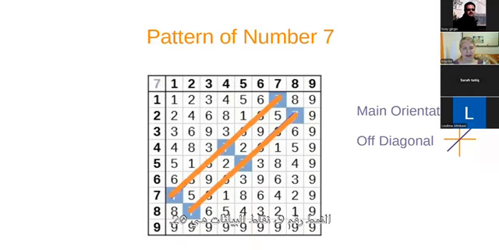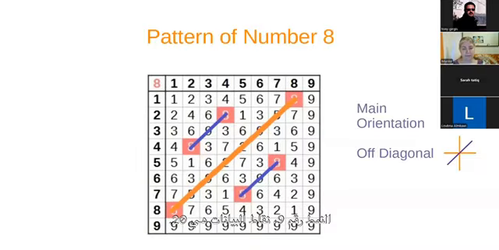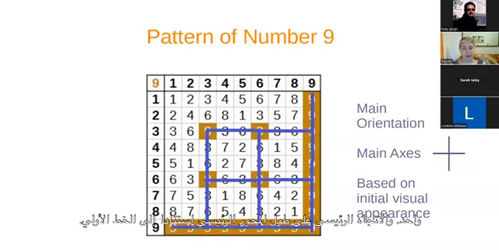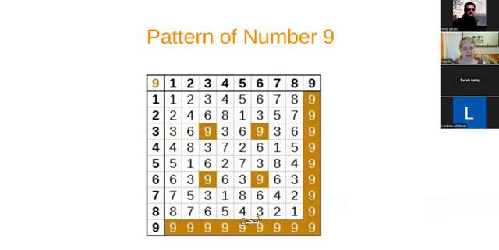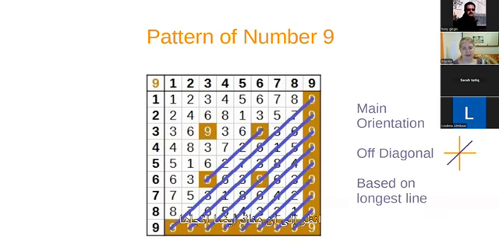Pattern number 9, the data points are 21. And the main orientation is along the main axis, based on the initial longest line. We see that there's also an orientation towards the off diagonal, based on the longest line. So we have 2 different types of perceiving a number 9 in this respect.